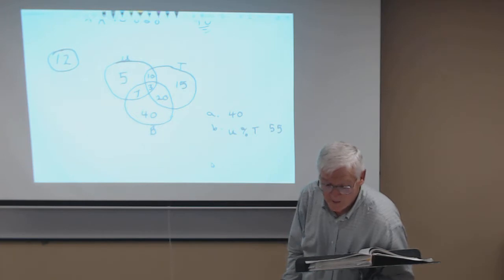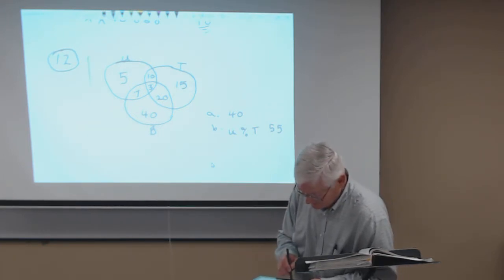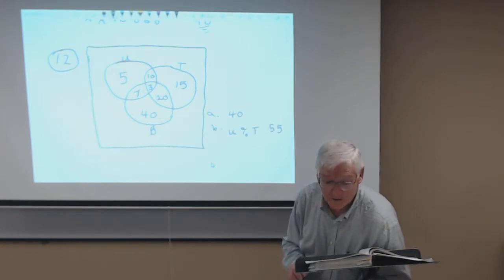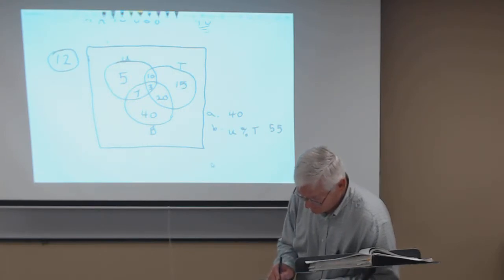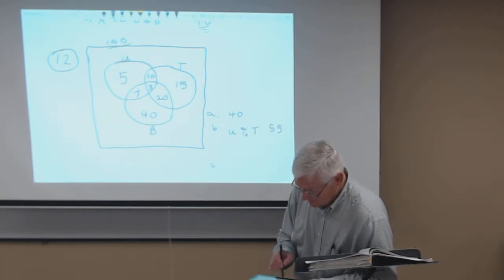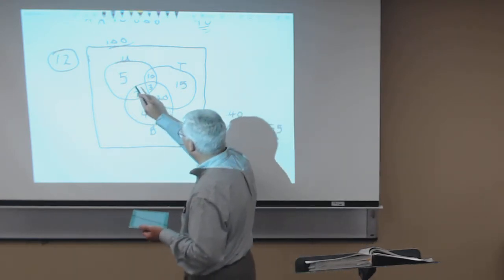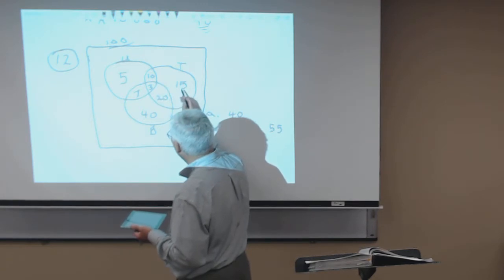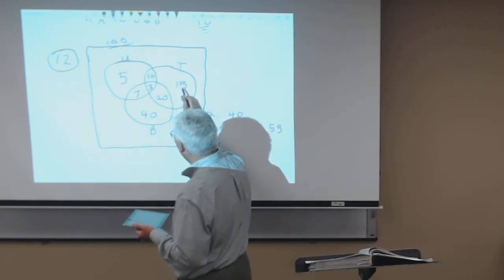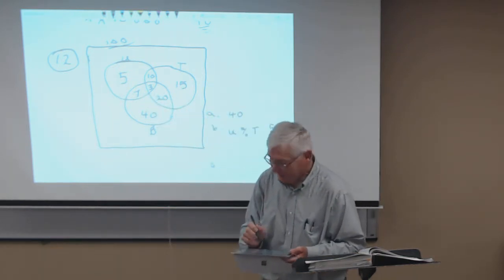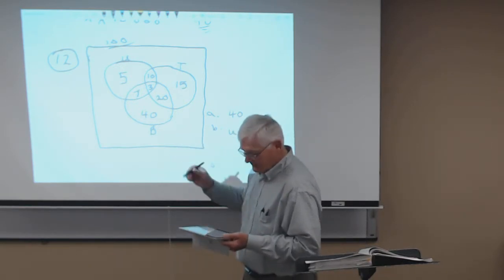And what's the next question? How many own neither bonds nor utility stocks? Here's my big universe. How many investors did we start with? 100. What does this all add up to? I don't know. Let's see. 5 and 10 is 15, and 15 equals 30. 30 and 50 and 60 and 100. So what do I put in the corner here? 0.